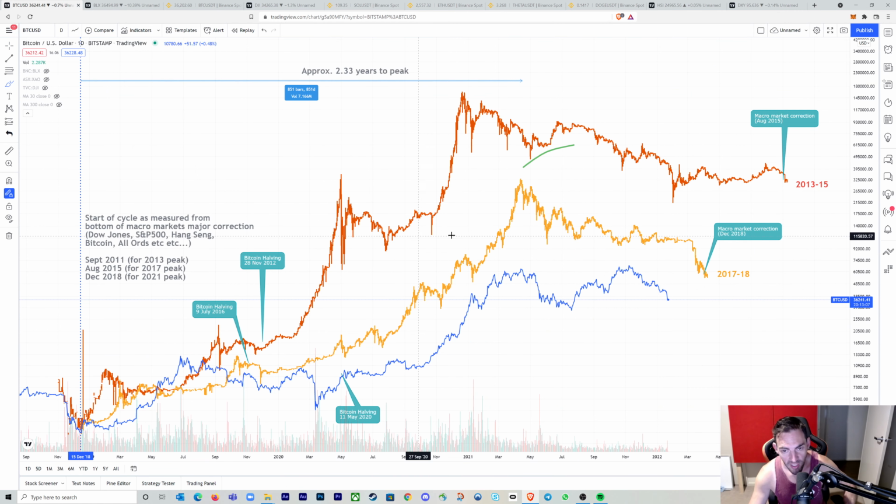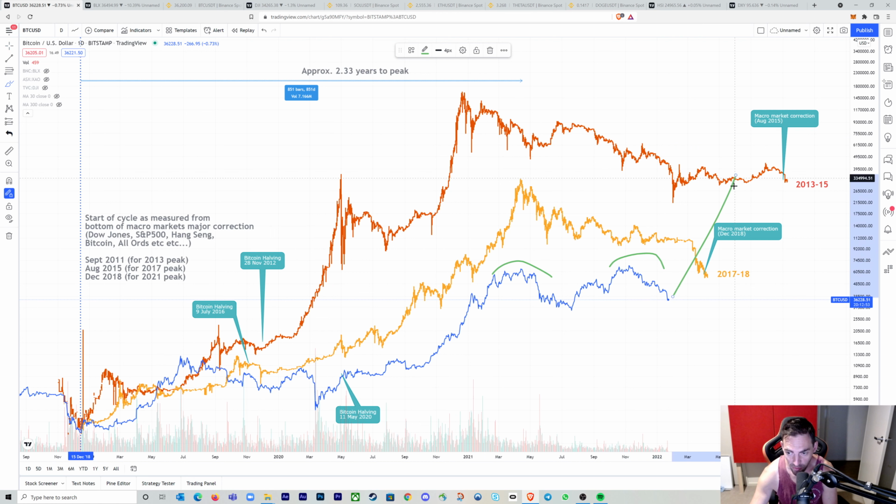So the first thing I'd like to do is have a look here at the 3 major Bitcoin cycles. So we've got the 2013 peak, the 2017 peak, and the 2021 double top that we've seen so far. Now, it may not end up being a double top. Maybe we go up like that. But at the moment, it is a double top, essentially. Now, I've got each of these 3 cycles starting from the macro market major correction dates.